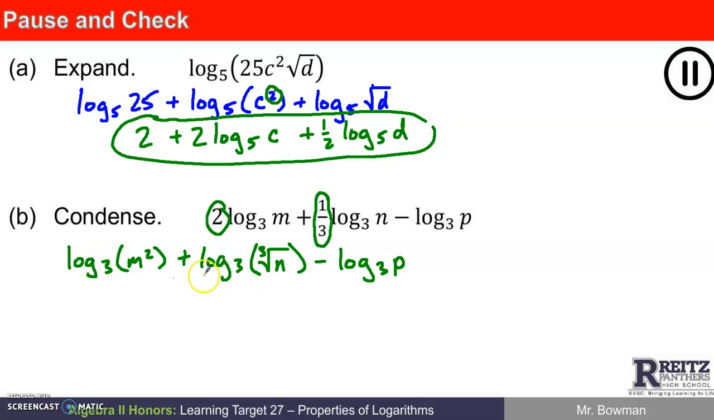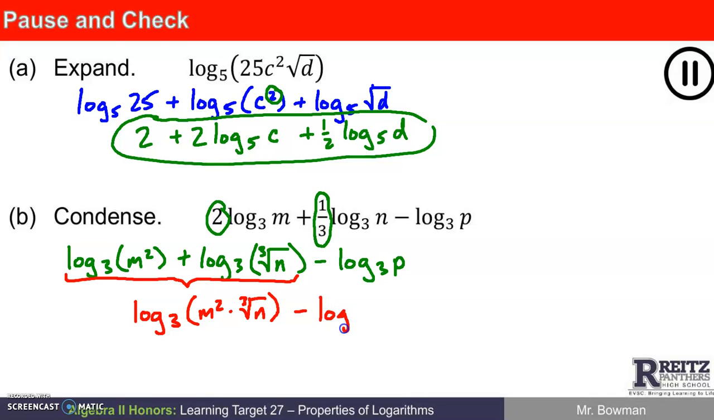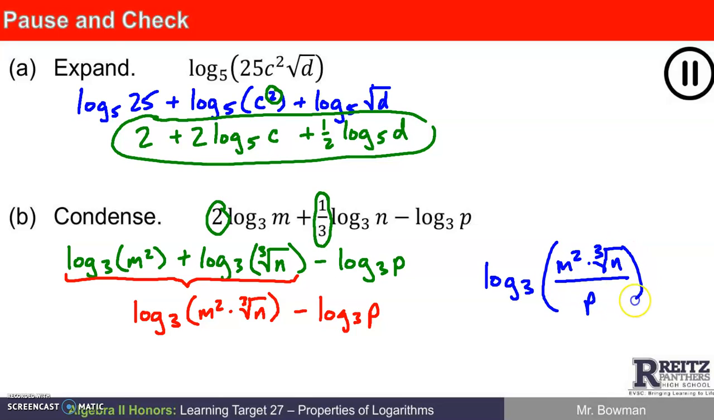And then from there I see 2 terms that are added together. Let's write that as one log with a product of the inputs. Log base 3 of m squared times the cube root of n minus log base 3 of p. And finally, I've got a difference of 2 logs, so we're going to write that as one log with this on top and this on bottom as the input. m squared times the cube root of n all over p. And we've got it.